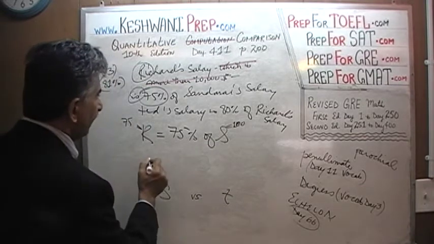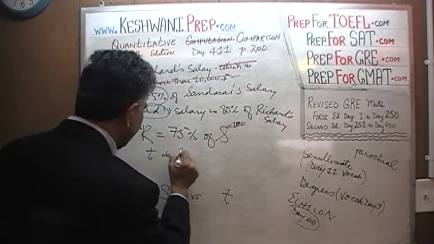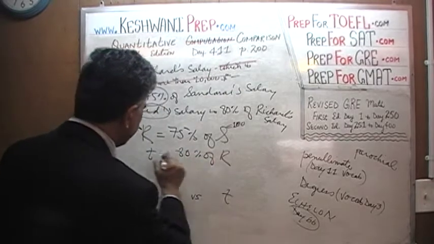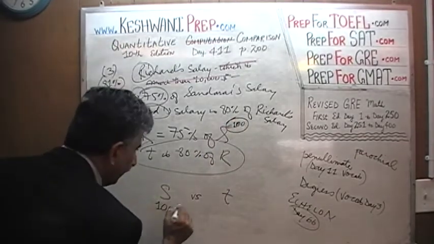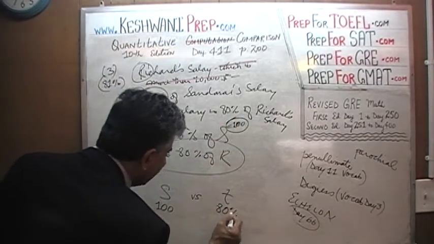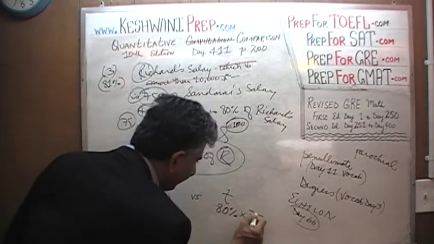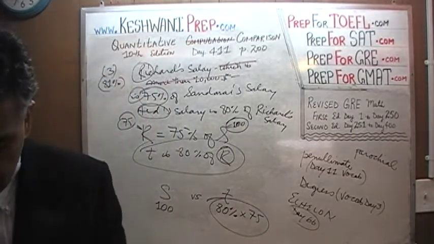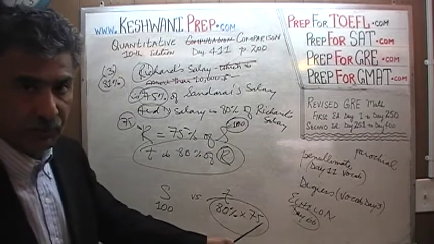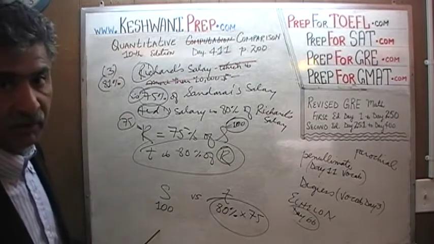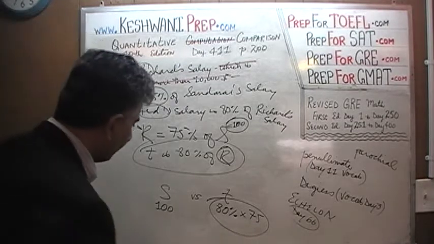And then they go on to tell us that Ted is 80% of Richard. Sandra, we already know, is 100. And Ted is 80% of Richard. Richard, we know, is 75. Well, 80% of 75, we really don't have to worry about how much it is. We really don't care what that is. We simply have to realize that 80% of 75, whatever it is, obviously is going to be less than 100. Even 100% of 75 is just 75, it's going to be less than 100. So the answer is A.